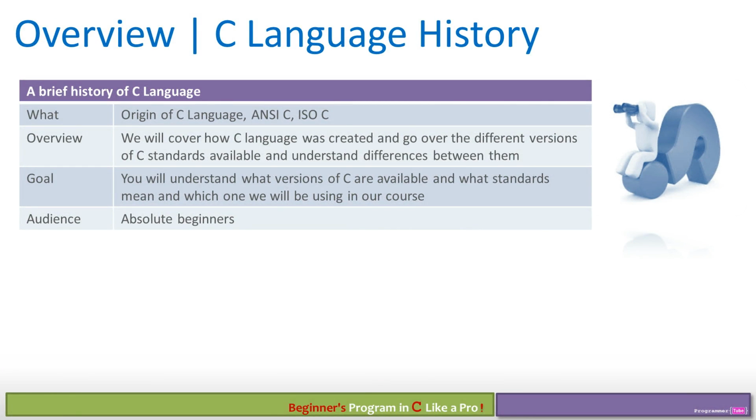In this lecture, we will cover how the C language was created and go over the different versions of C standards and understand the differences between them. You will understand what versions of C are available, what standards mean, and which one we will be using in this course. So you can skip this lecture if you have programmed before, or keep watching if you're interested to just learn a bit of history about C.